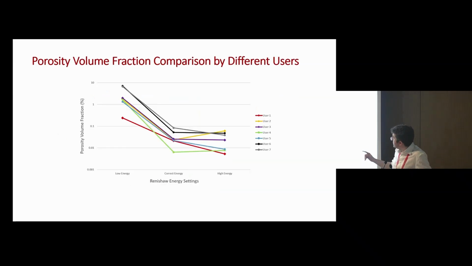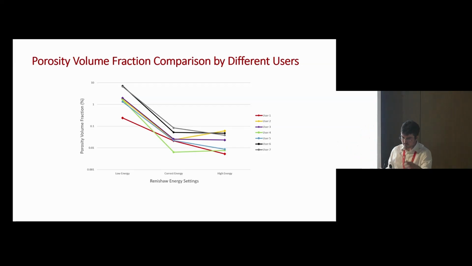Here's another one where these are Renishaw settings, with 3 different samples. The correct energy is what Renishaw suggests you make it at, and then you've got low energy and high energy, so just putting in more energy when you make the samples. On the y-axis, you've got the velocity of those samples, analysed by the different users. In this case, you can see that, for example, user 1, the red, thinks that the high energy has the lowest velocity, so the best sample, whereas green thinks it's the correct energy.